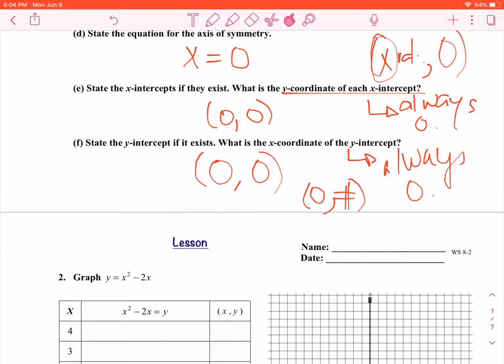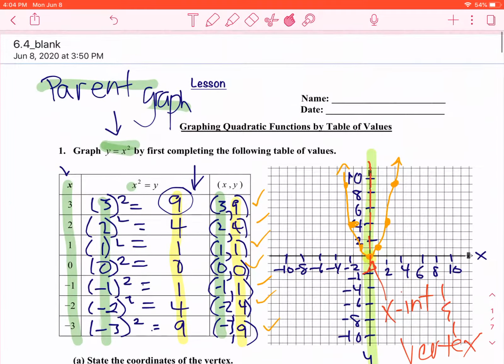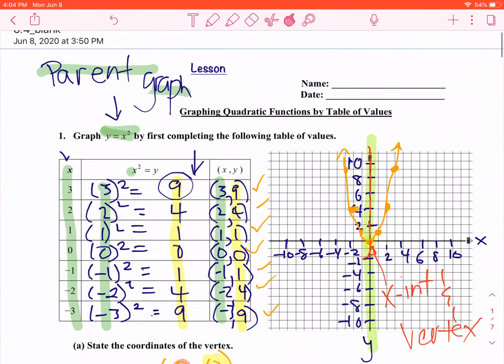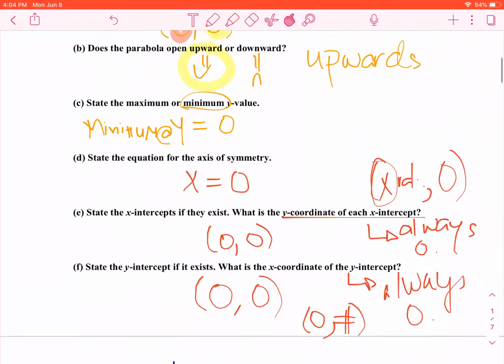Okay. So that's our parent graph. Our parent graph will always have those points. That is your base graph. Okay? Now, I want you to think about a different type of graph. So I'm just going to move this down a bit.